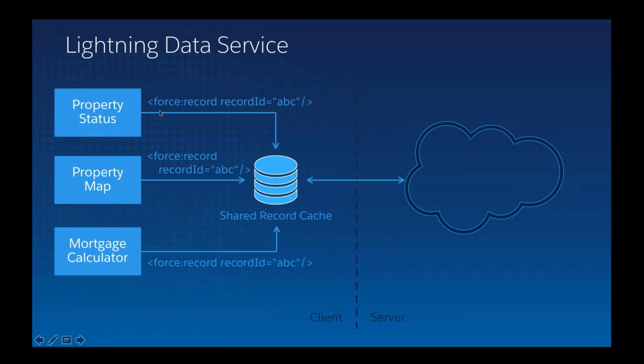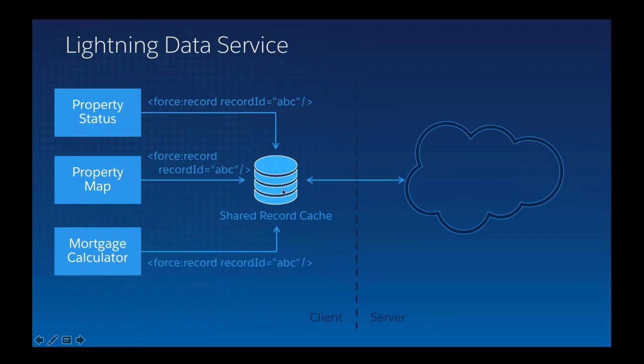Instead, each of these components will use that new tag that represents the Lightning Data Service, force record. And what you're basically saying there is, I want to work with one record. Which record? Well, the one you specify as the record ID. So that's the Salesforce ID for that specific record. And as you can see here, because these are all components on the same page, they all work on the same record, and they will actually get the data not from the server anymore, but from that local cache.